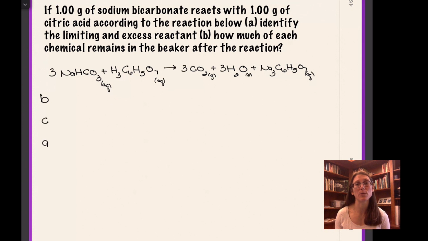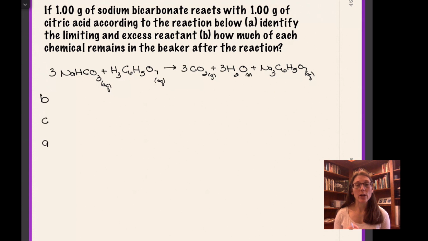Now, it's a stoichiometry problem. You have to start with a balanced chemical equation. And so I have this down here. I have 3 moles of sodium hydrogen carbonate. That is sodium bicarbonate, reacting with 1 mole of the citric acid, which has the formula H3C6H5O7. And I'll make 3 moles of carbon dioxide, 3 moles of water, and 1 mole of the sodium citrate.